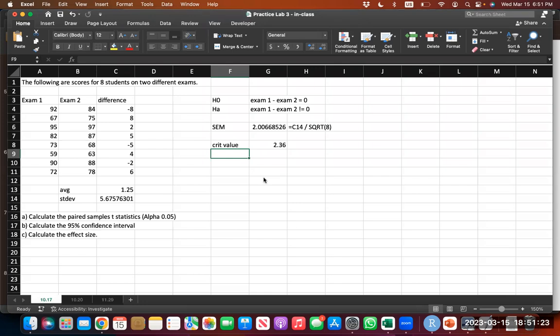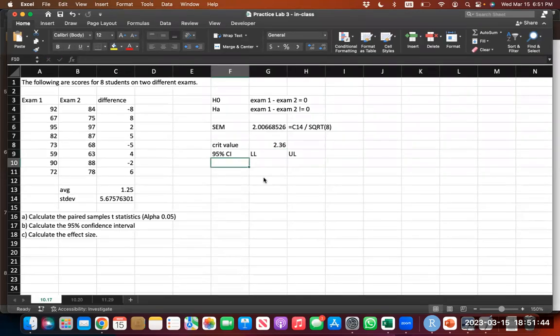Divides the standard deviation by the square root of 8. Okay, 8 is the sample size. So the critical value of 2.36 allows us now to calculate the 95% CI. With 2.36, we would calculate the lower limit and upper limit.